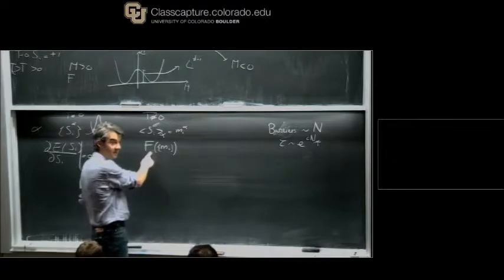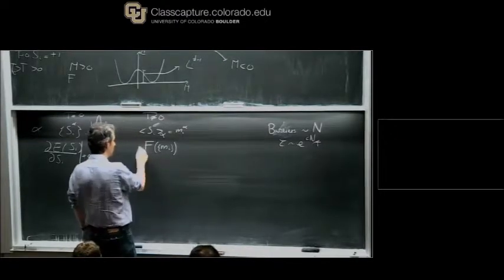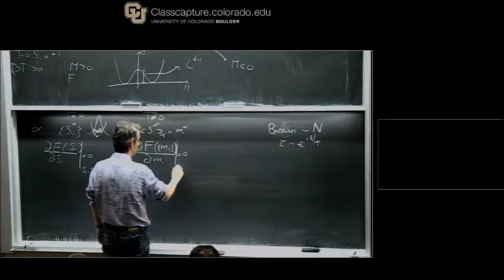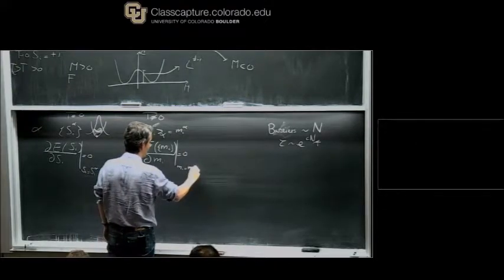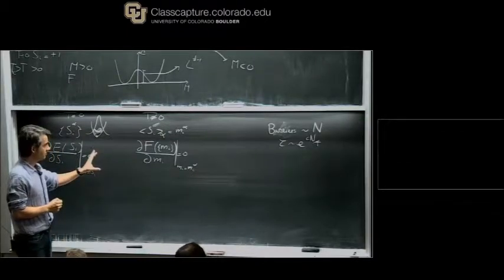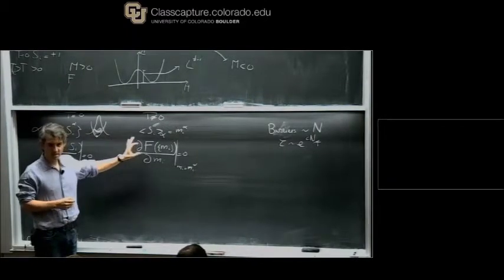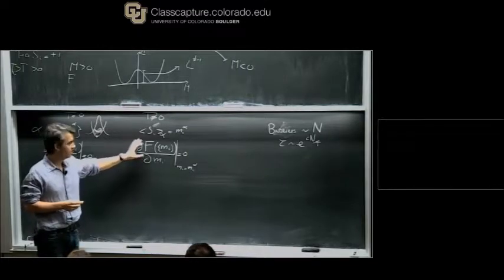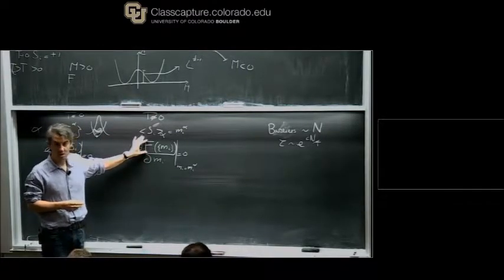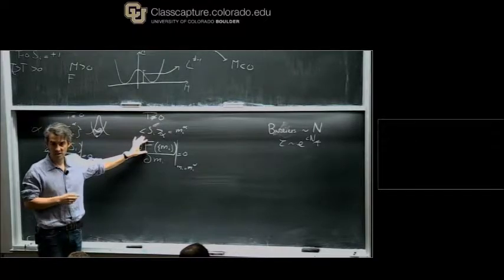Also here, I can define a free energy, which is such that dF/dMi is equal to 0 when Mi is equal to Mi alpha. Okay? Now, I'm telling you that this can be done. I'm not going to do it, but in principle, you can really construct the free energy function as a function of the magnetization.